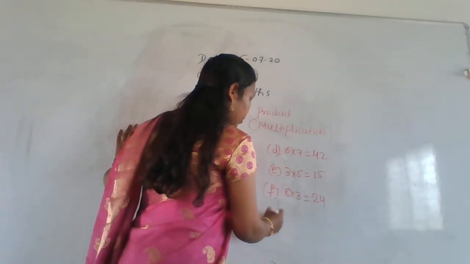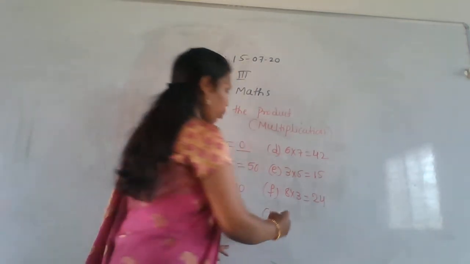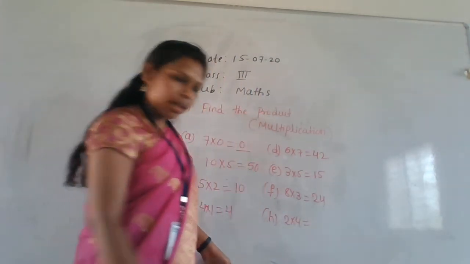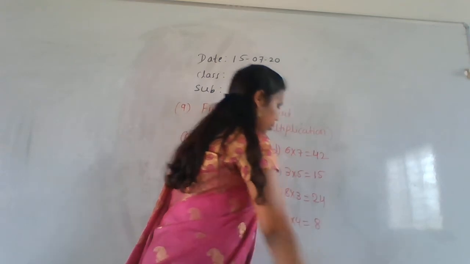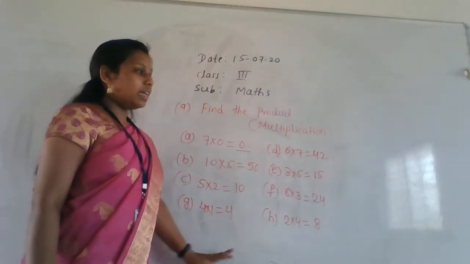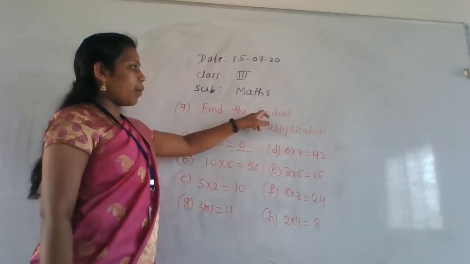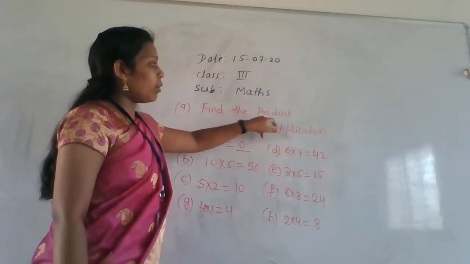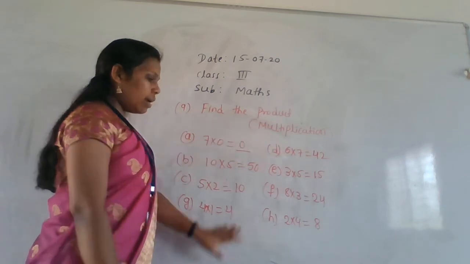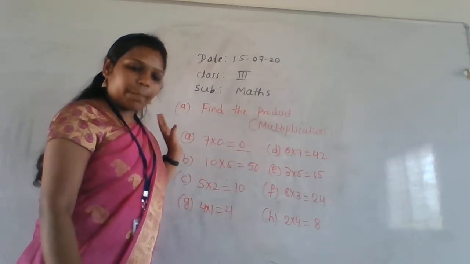Next, H. What is the H problem? 2 into 4. 2 fours are how much? 2 fours are 8. Write the answer here. Okay, understood, right? All these are multiplication problems, or the product. If they say find the product, it is nothing but multiplication problems only. So you have to do the multiplication like this.